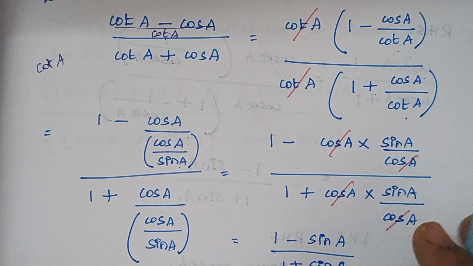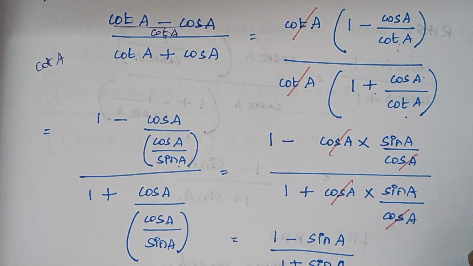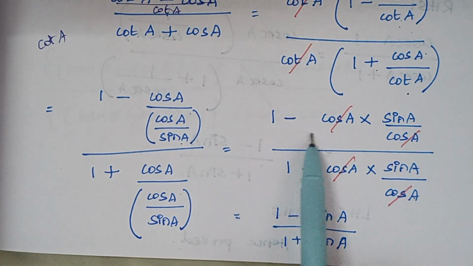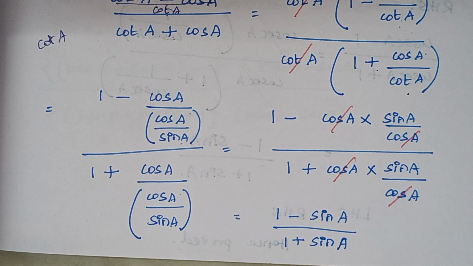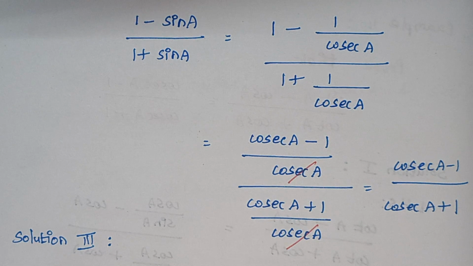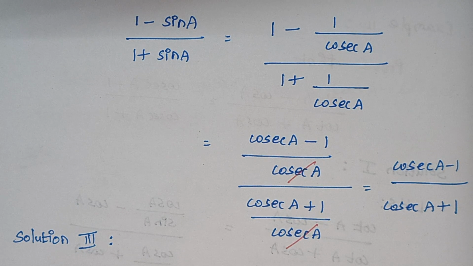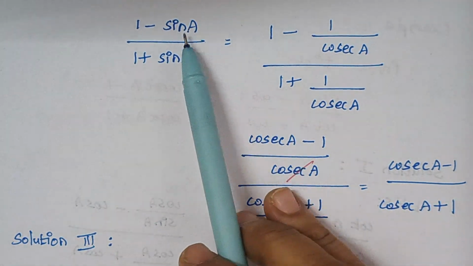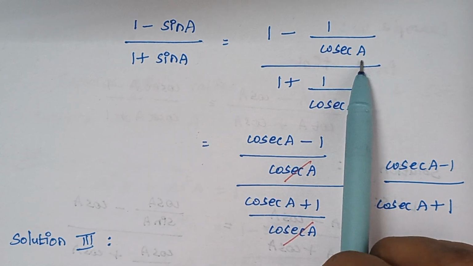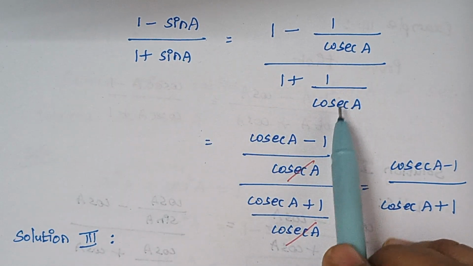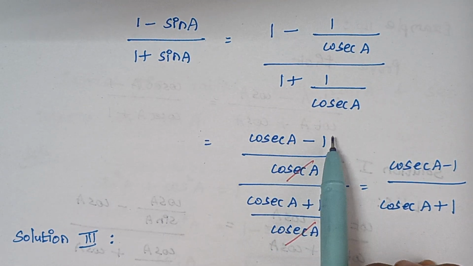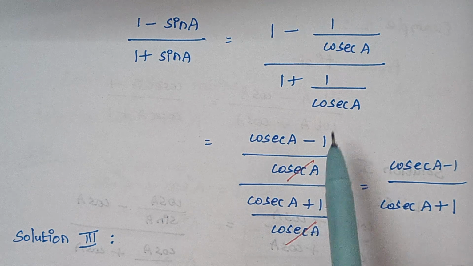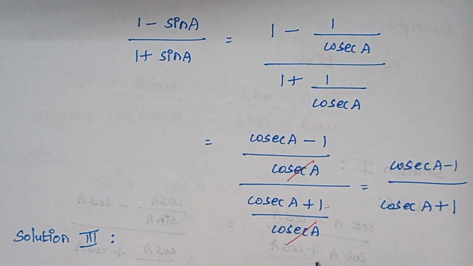So this cos cancels each other, and again this cos and cos cancel, and here we are having 1 minus sin A divided by 1 plus sin A, right? But here we need the final answer in the form of cosecant, right? Therefore this sin A is written as 1 by cosecant A, and again this also 1 by cosecant A, right? Now I am taking LCM. So cosecant A minus 1 by cosecant A divided by cosecant A plus 1 by cosecant A.